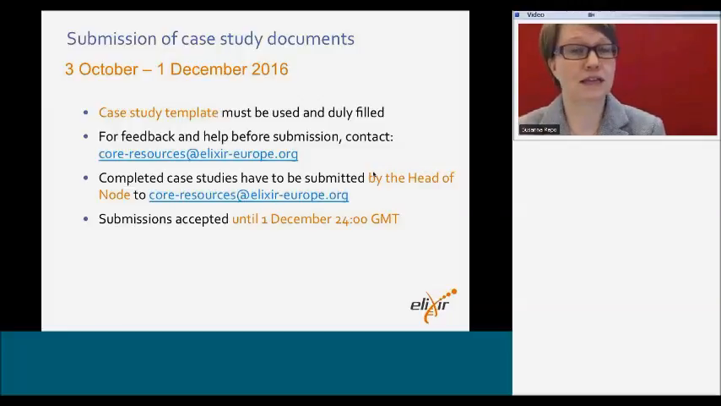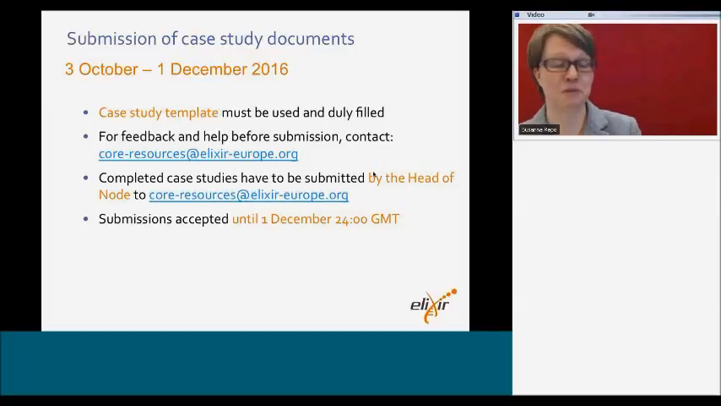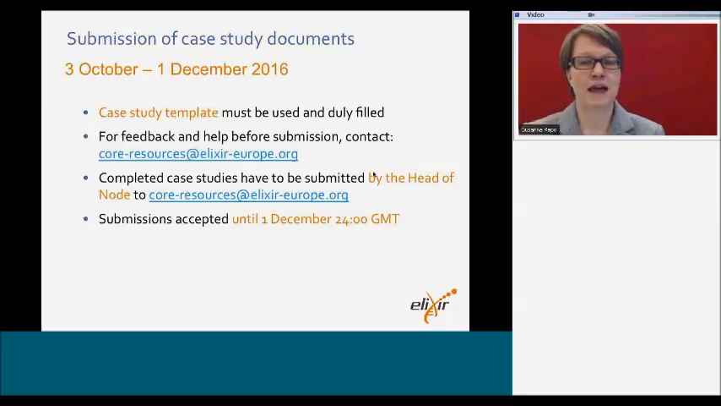The case study template that Joe just mentioned must be used and duly filled. Even if it's not set in stone what to include in it, it's really important to make sure that, as far as possible, all the sections are filled in. You can, of course, add more information, but what is in the template right now is the minimum amount of information that needs to be filled in. Throughout the process, for any feedback or any help before the submission, please contact us at the email core-resources@elixir-europe.org. We look forward to your comments and feedback.